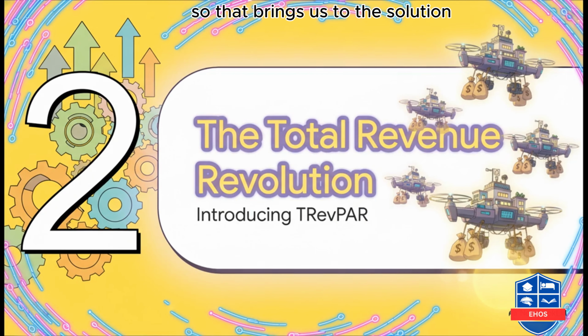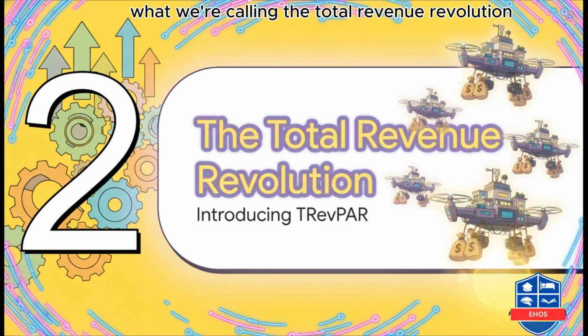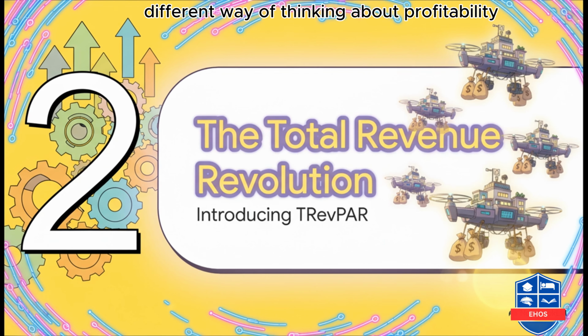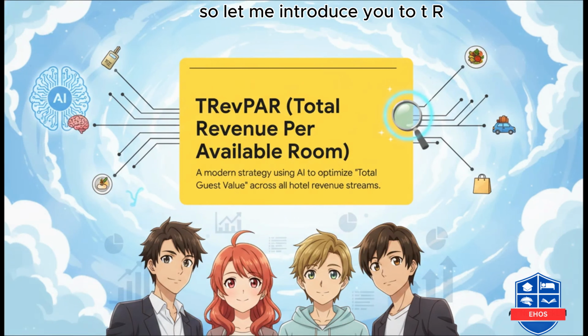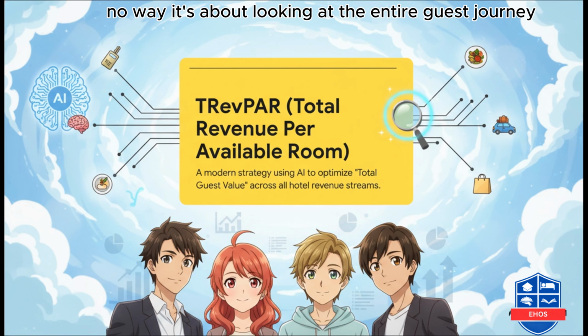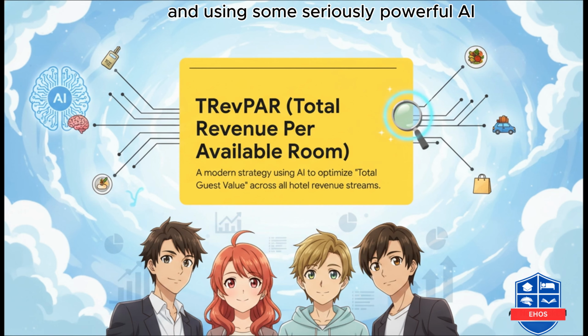So that brings us to the solution, what we're calling the total revenue revolution. And I want to be clear, this is so much more than just a new acronym to learn. It's a whole new philosophy, a completely different way of thinking about profitability. So, let me introduce you to TRevPAR, total revenue per available room. Now, the key difference, the real magic here, is the shift in focus to something we call total guest value. The goal isn't just to sell a room anymore. No way. It's about looking at the entire guest journey and using some seriously powerful AI to squeeze the most revenue out of every single touch point.